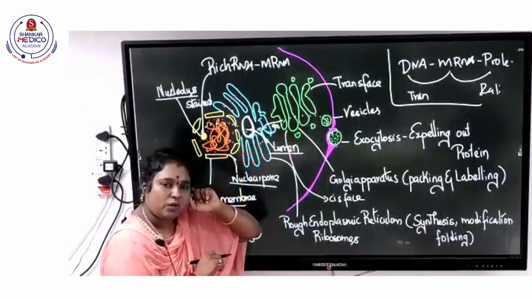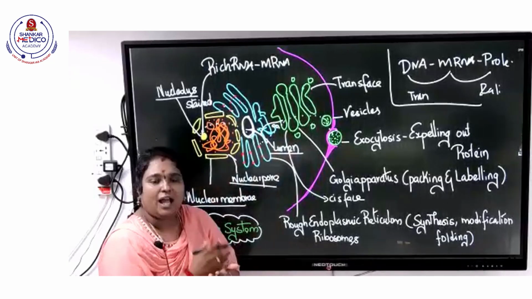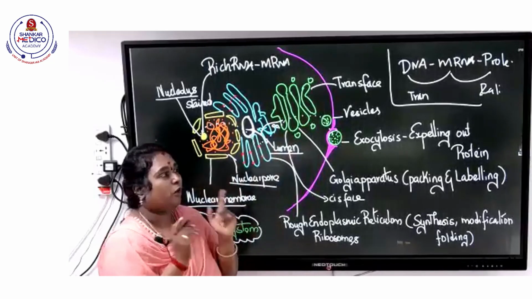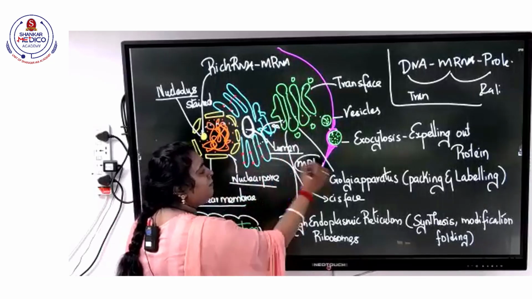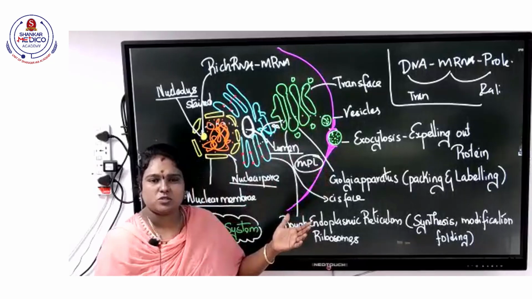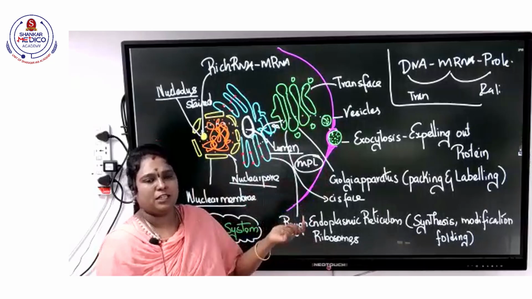Now, what happens in the Golgi apparatus? What is the function of the Golgi apparatus? They modify, pack and label the protein. MPL is the function they do. They modify the protein, they pack the protein and they label the protein.